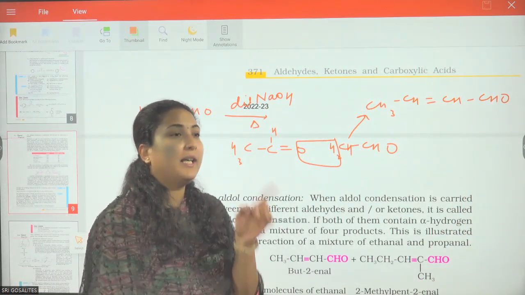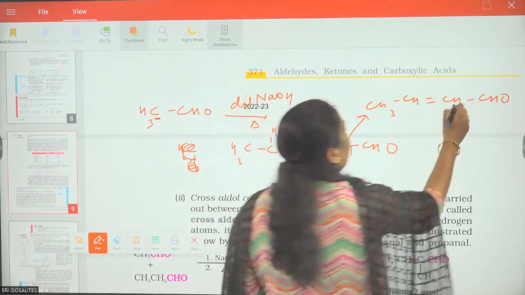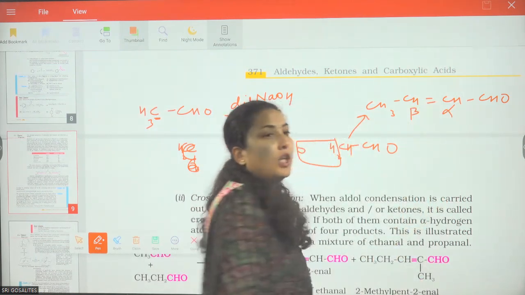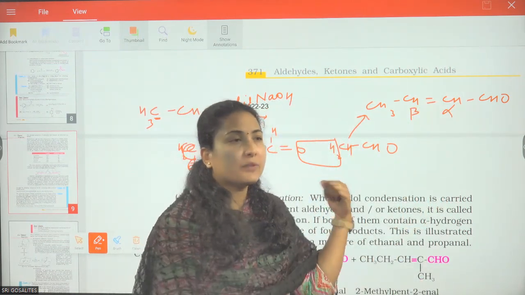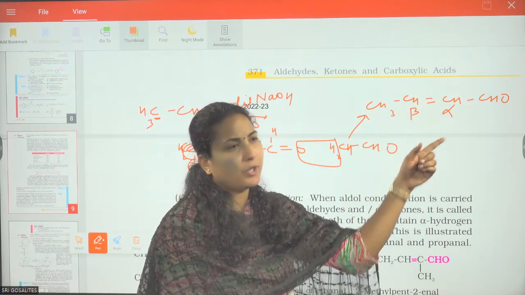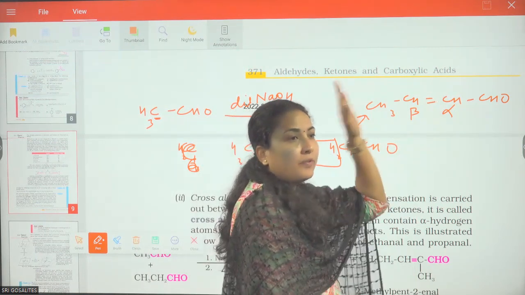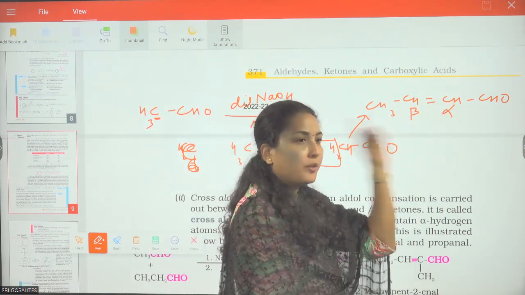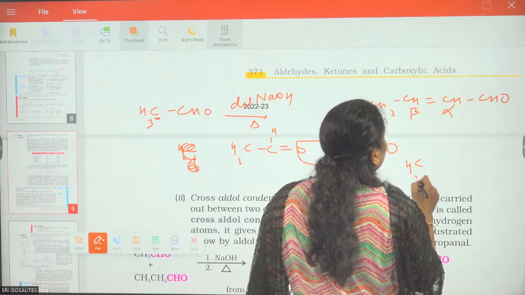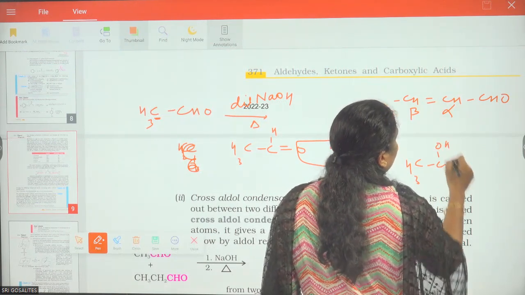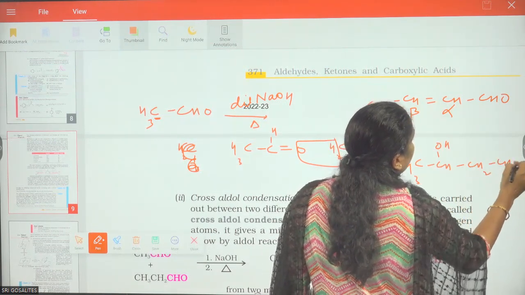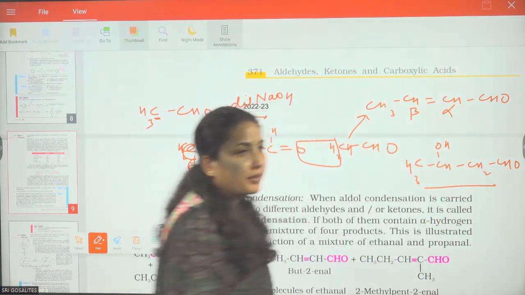If they ask you to make the aldol product, so this is the alpha carbon, this is the beta carbon. See the thing is how we have made this condensation product by removing H2O. Now what you do is, to this alpha carbon you give hydrogen, and to this beta carbon you give OH. So I have to make CH3, CHOH, CH2, CHO. Are we getting it? This is the aldol of it.